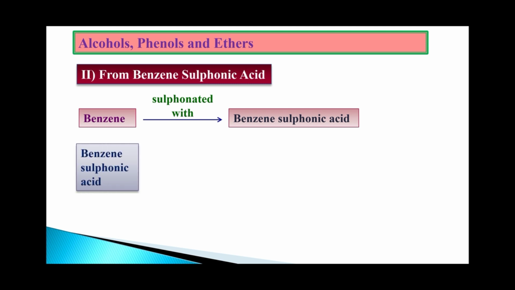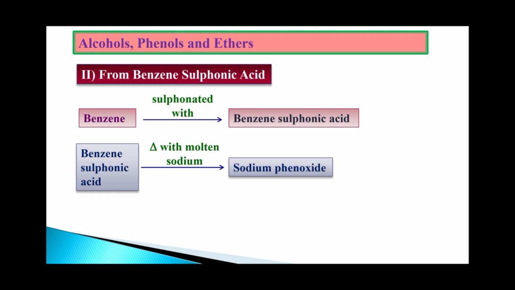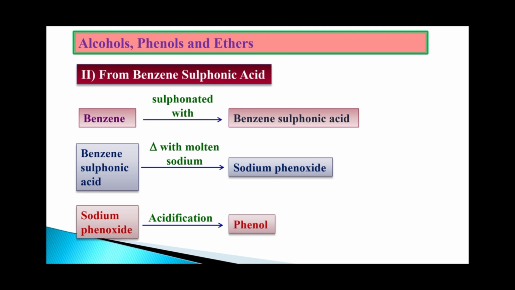This benzene sulfonic acid, when heated with molten sodium, that is, we take sodium metal in the form of a liquid, melted sodium, and fuse it with benzene sulfonic acid, we get sodium phenoxide. In the last preparatory method you saw that when sodium phenoxide is treated with dilute mineral acid like HCl and H2SO4, we get phenol. The same method continues here: sodium phenoxide, on acidification, gives phenol as the final product.